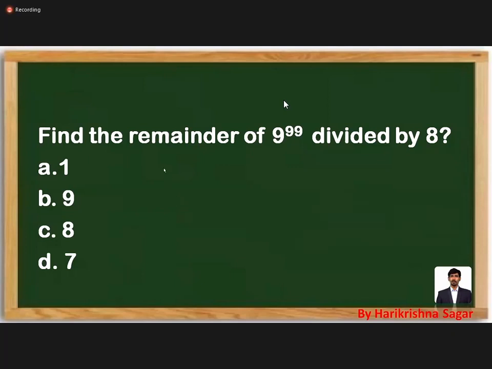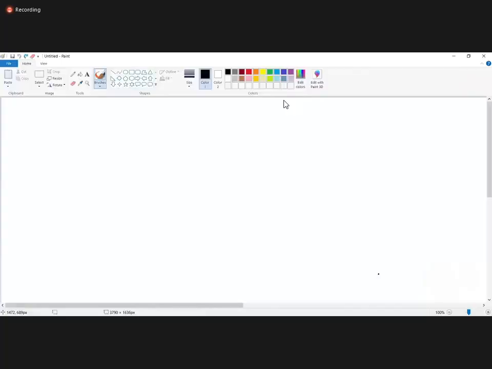Before we proceed with the solution of the question, please have a glance at the option choices which are projected. The given question is asking us to find the remainder when this number is divided by 8, and the option choices projected are 1, 9, 8, 7. So how can we tackle this? I just want to give a very simple common sense point before we solve the question.